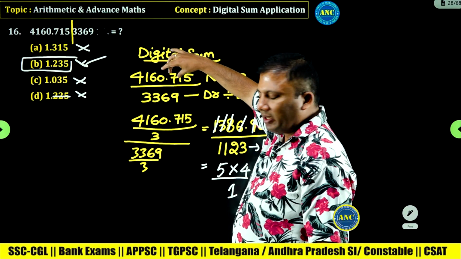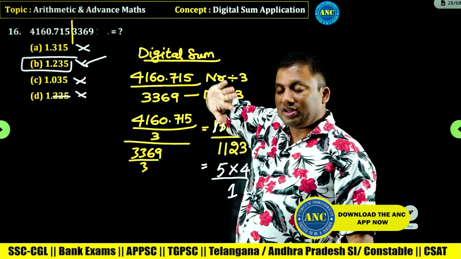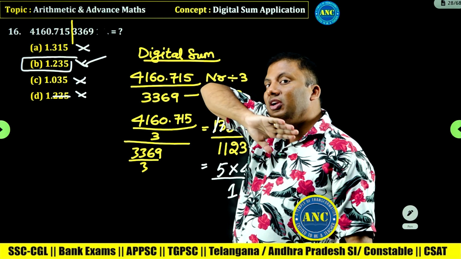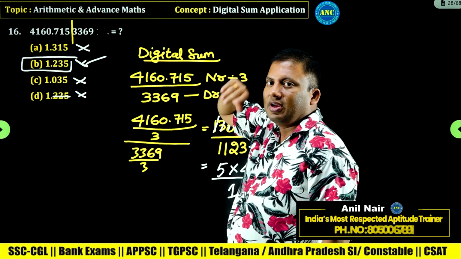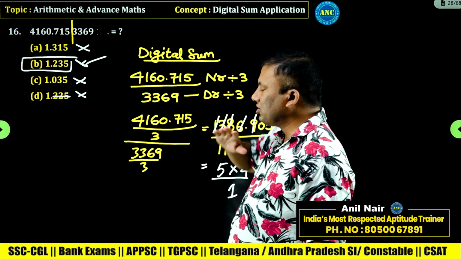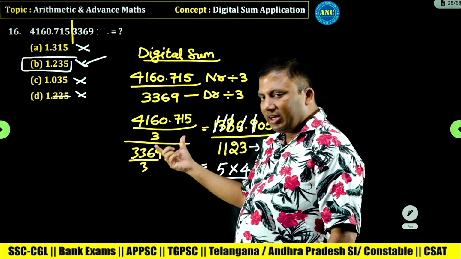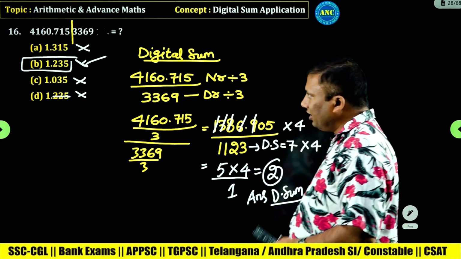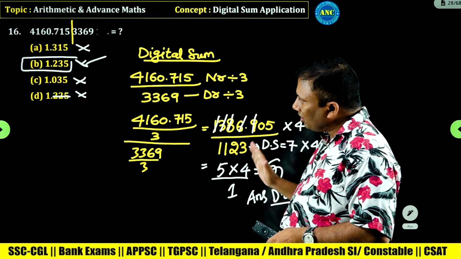1.235. This is divisible by 3. That means the fraction is not in its simplest form. Divide by 3, divide by 3. 16th question. I hope it is clear.